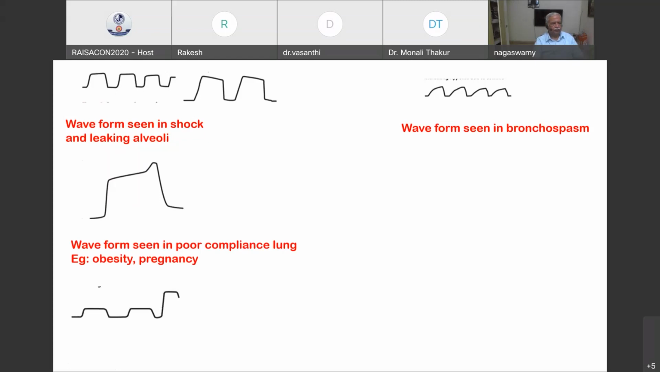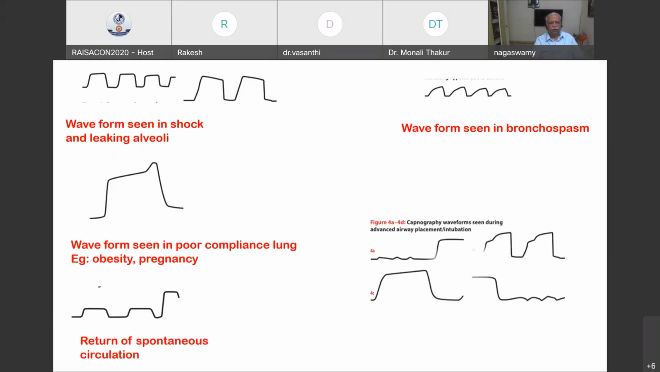What is this? The tracings are very small here. Now it is trying to become bigger. In which condition will you have that? Initial tracings are small, suddenly it starts becoming normal. Return of spontaneous circulation.